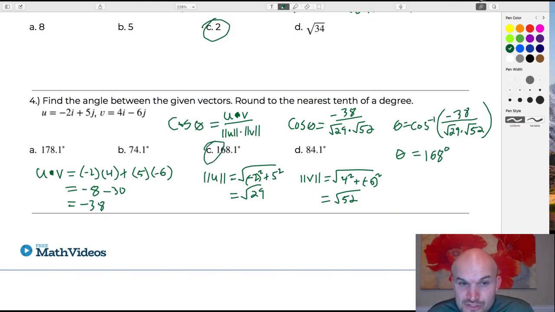Okay, so obviously you can see that answer. But again, let's just make sure I didn't make a mistake. Let's graph this real quick. So let's graph u. That's going to be negative 2, 5. 1, 2, 3, 4, 5. All right, so that's u. And then v is 4, negative 6. 1, 2, 3, 4. 1, 2, 3, 4, 5, 6.